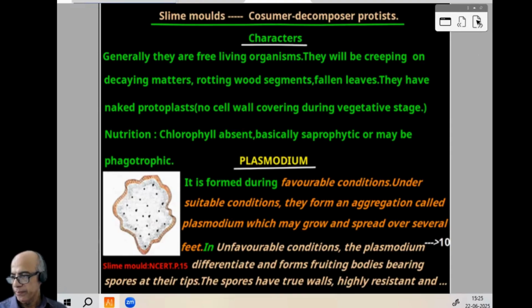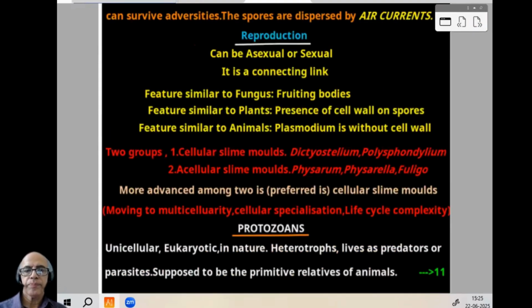I think the idea is clear. Now, reproduction can be asexual or sexual. It is a connecting link. How is the connection made? So, the feature similar to fungus is the fruiting body. The feature similar to plants is the presence of a cell wall on spores. The feature similar to animals is that plasmodium is without a cell wall.